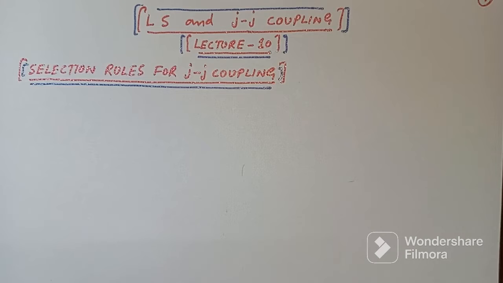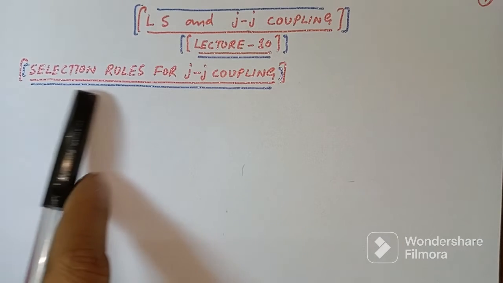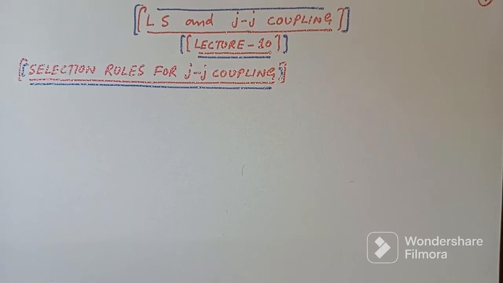In the last lecture, lecture number 9, we studied about the JJ coupling. In today's lecture, we will study the selection rules for JJ coupling. It means what type of transitions are possible and what type of transitions are not possible. That we are going to study in this particular lecture.